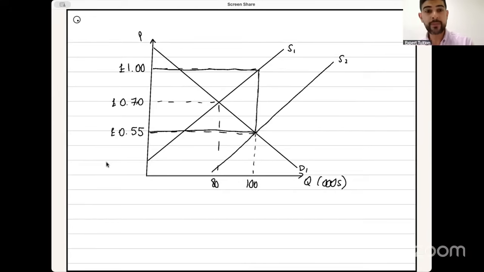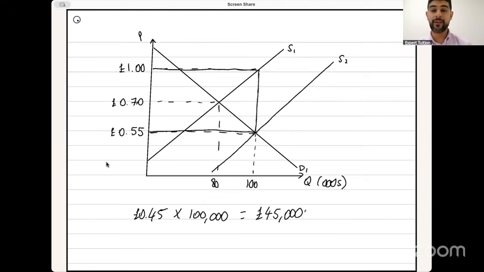So my example here, by the way, they're going to subsidize 100,000 units at 45p. Every single banana that farmers sell, they're going to get an extra 45p on top of it. So we can work out how much money the government spends. It would basically be 45p multiplied by 100,000. Hopefully, if my maths is not horrendous, I think that's £45,000, but maybe that's wrong. Whatever, right? Is that really clear? That's how you basically deal with a question like that.